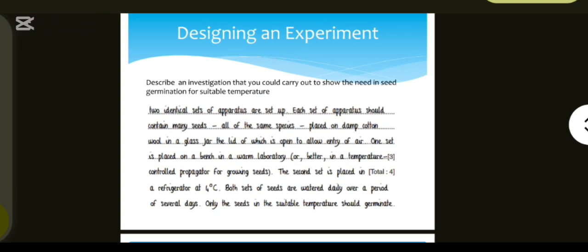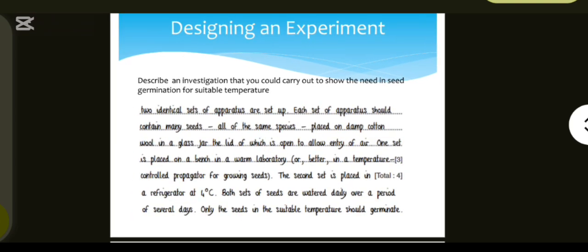So this is how we're going to answer a question: two identical sets of apparatus are set up. Each set of apparatus should contain many seeds, all of the same species. Remember to take seeds of the same species and place them on damp cotton wool in a glass jar, the lid of which is open to allow the entry of air. Of course, oxygen is necessary for the germination of seed. And then one set is placed on the bench in a warm laboratory, or better in a temperature controlled propagator.